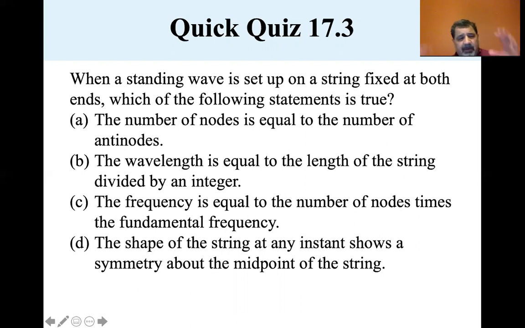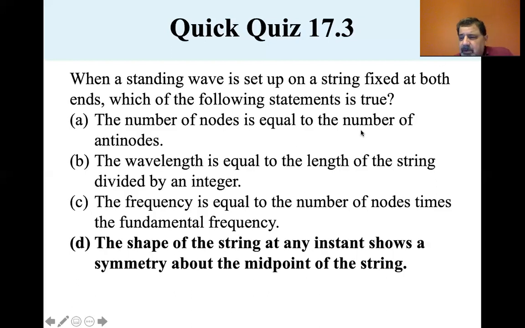Because remember, the fundamental, you have 2 nodes and you have 1 antinode. So that would be f1. But that's only true if we were to replace nodes with the word antinodes. The shape of the string at any instant shows a symmetry about the midpoint of the string, and that we know is true. So that's the answer to that quick quiz.